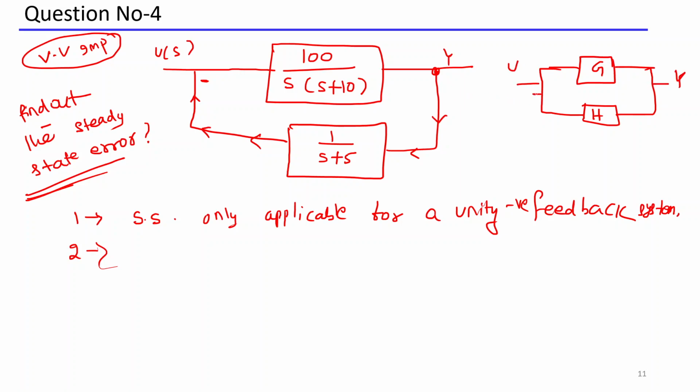If it is a non-unity feedback system, then you cannot find out the steady state error directly. What you do is first convert this non-unity feedback system into a unity feedback system. How can you do that? You can do it easily by adding a positive feedback. I'm adding a positive feedback here, and in this I'm adding a negative feedback. So this positive feedback and this negative feedback cancel each other. This is a unity 1, this is a unity 1. One positive feedback I added, one negative feedback I added. Now keep the negative feedback and solve the question.